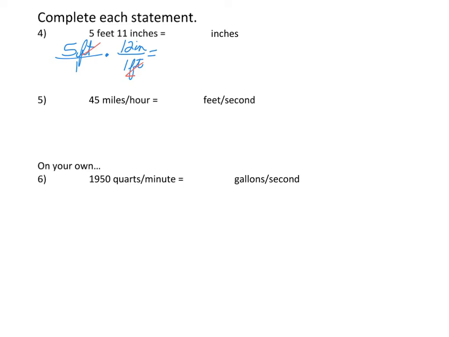Oh my goodness, I actually needed to do that. I'm going to end up with 60 inches, but then I've still got these 11 inches sitting here, and I want to add those, so I should have 71 inches total. Now I have converted my 5 feet 11 inches into straight inches. There we have it for number 4. For number 5, we have 45 miles per hour, so that information is given.